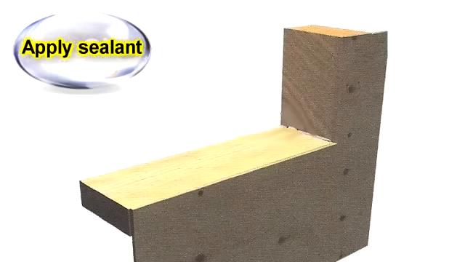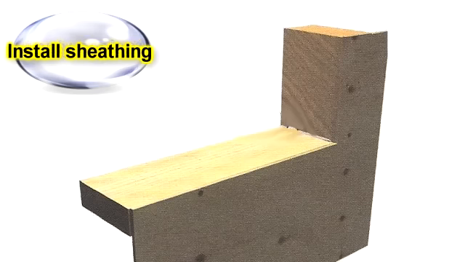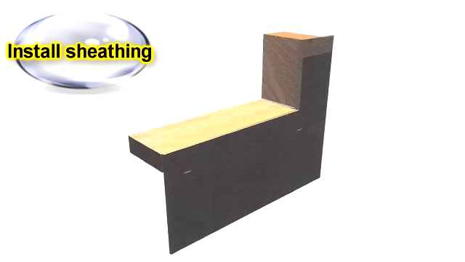Step 3. Apply compatible sealant to framing connections between the subsill and the jamb, as well as the framing connections where the jamb meets the head. Step 4. Install a stripping ply of sheathing membrane.